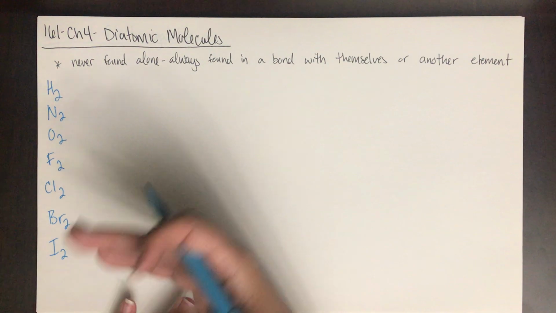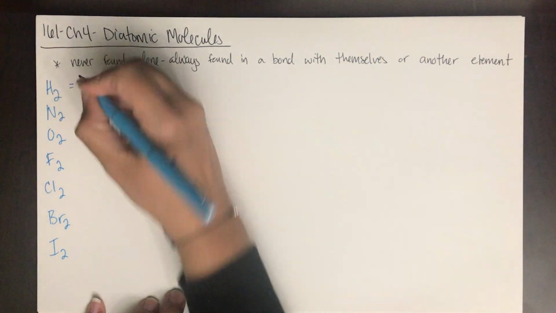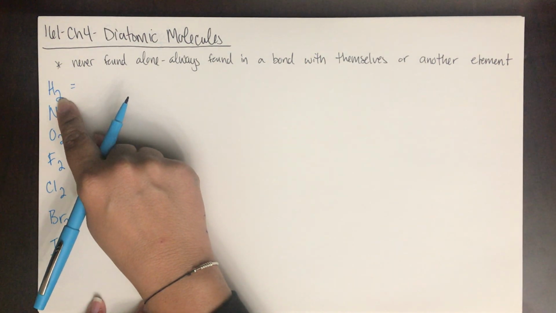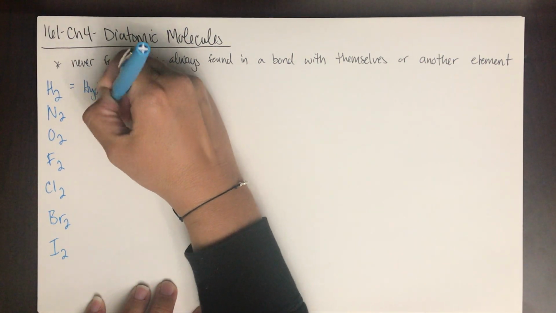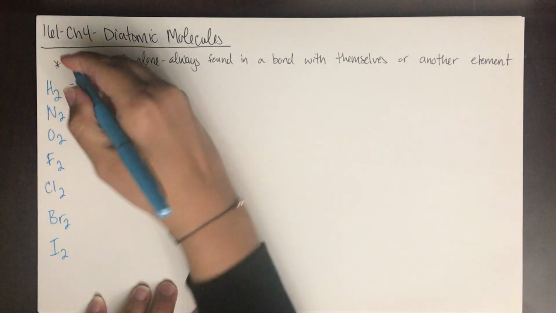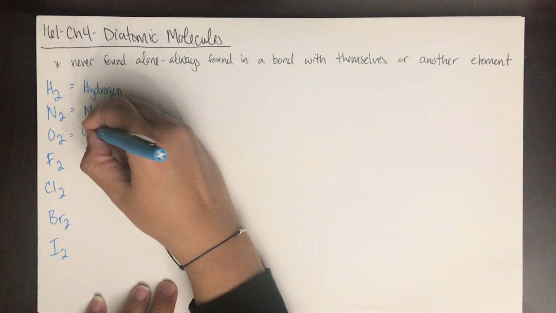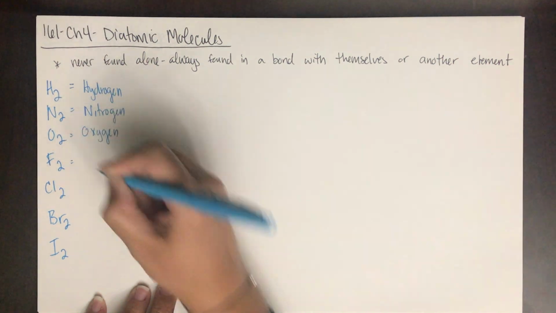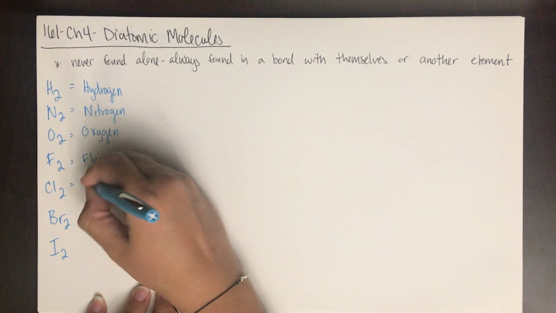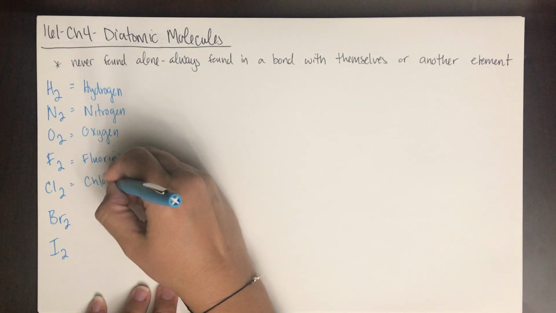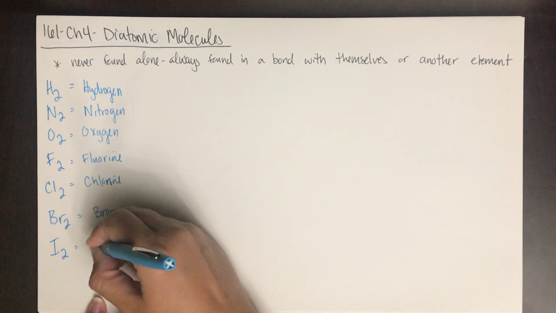H2 is the most reduced form of this, so they just have the name of the element. So this is not dihydrogen like we name all the other covalent molecules. It's just hydrogen. This is not dinitrogen, it's just nitrogen. This is not dioxygen, it's just oxygen. This is not difluorine, it's just fluorine, and so on. Chlorine, bromine, iodine.